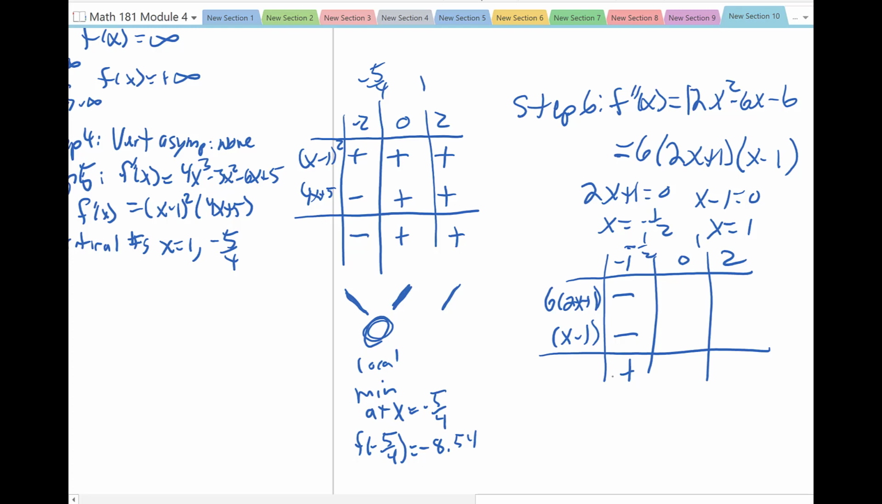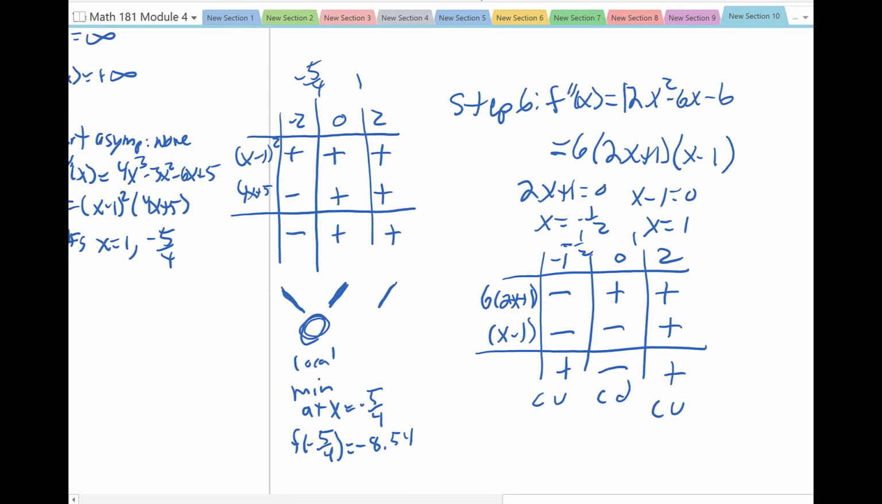Put in 0. We're going to have a positive here, a negative here, so it's a negative. So concave up, concave down. And then put in the 2, we're going to have a positive and a positive, so it's positive, so it's concave up. There's so much to consider here. It's like so many details, and it's easy to kind of get a little lost in it.